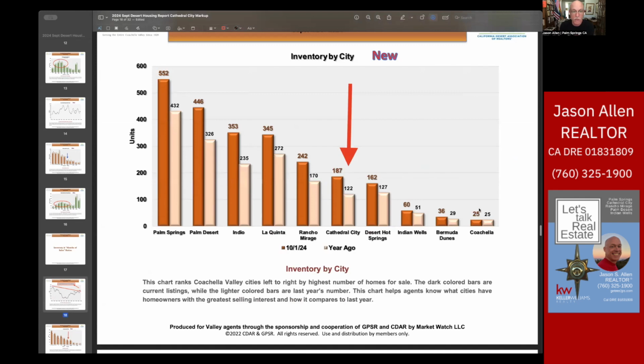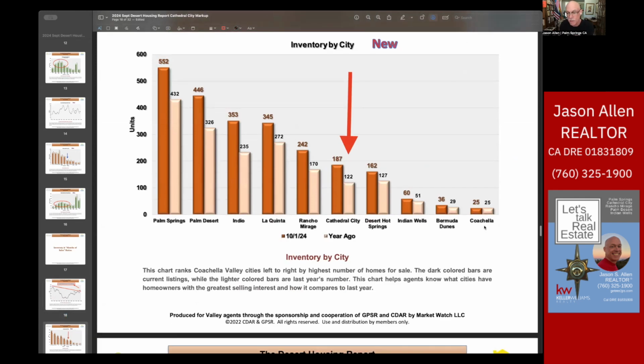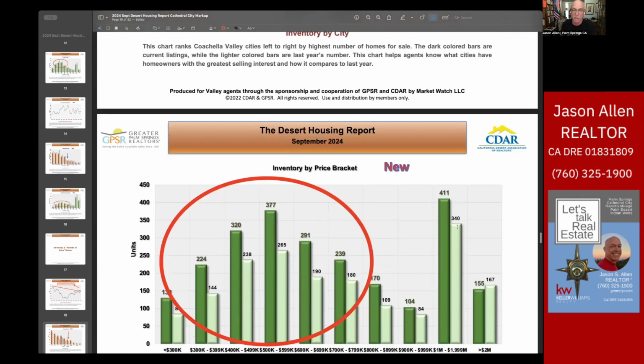And then if you look across the board, unless you go down to Coachella, which has very few sales to begin with, they have the same inventory. But you can see in Palm Springs, we have significantly more, Palm Desert significantly more, Indio, La Quinta, Rancho Mirage, and Cathedral City, Desert Hot Springs. Not so much Indian Wells, Bermuda Dunes, not so significant.